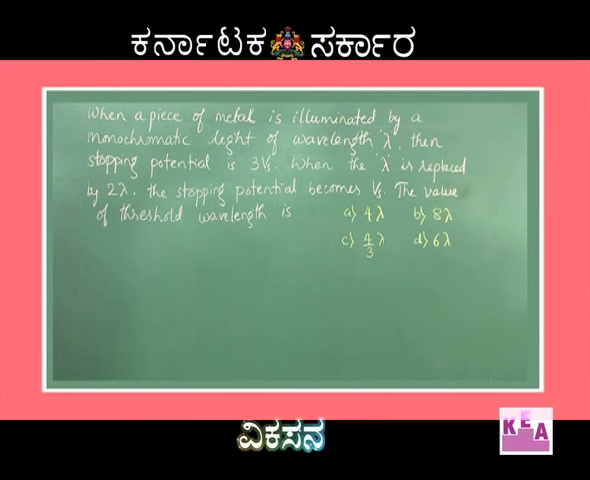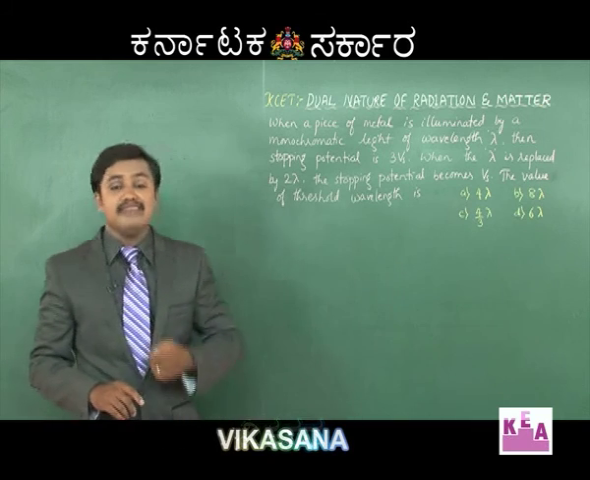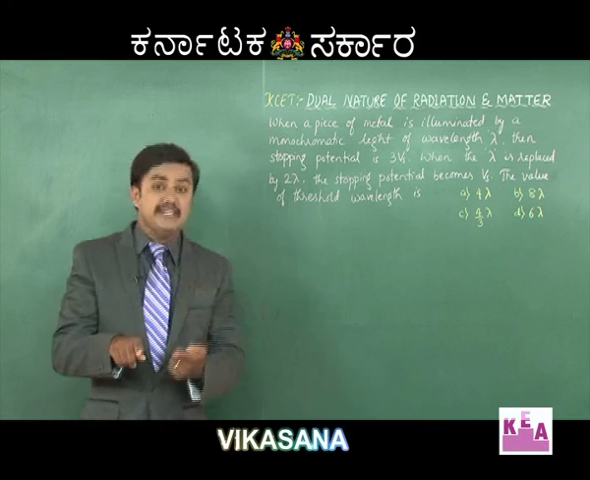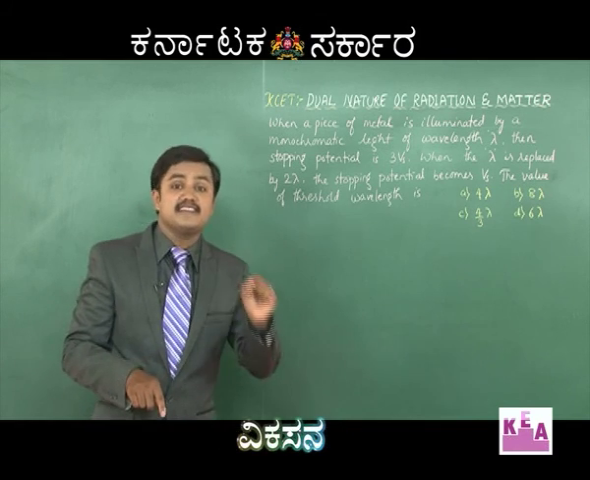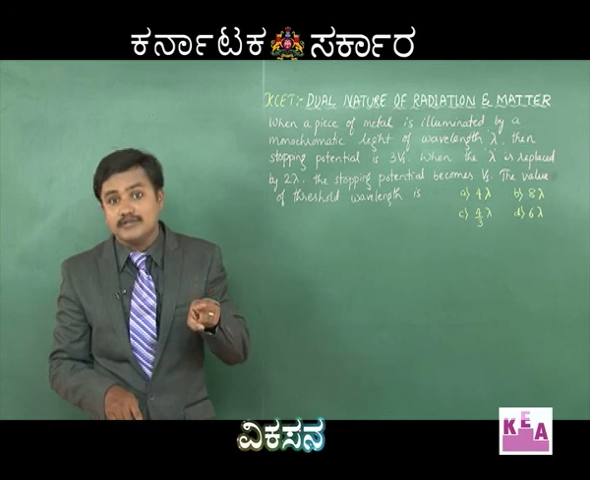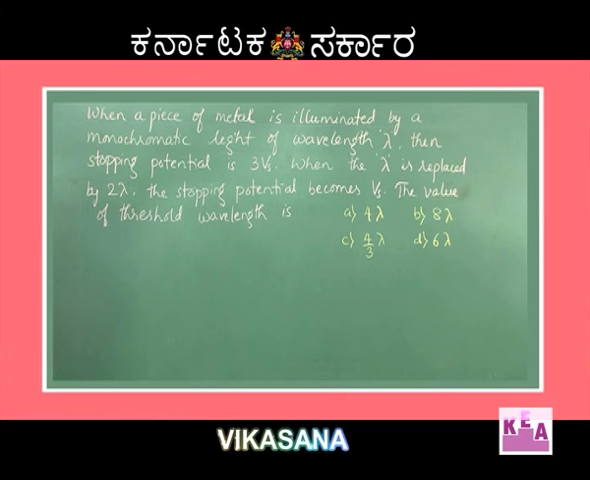6 lambda. Students, we know that when the incident wavelength is increased, incident energy decreases, which in turn decreases the maximum kinetic energy of the emitted photoelectrons, or in other words, the stopping potential decreases. In the given problem, there are two cases.